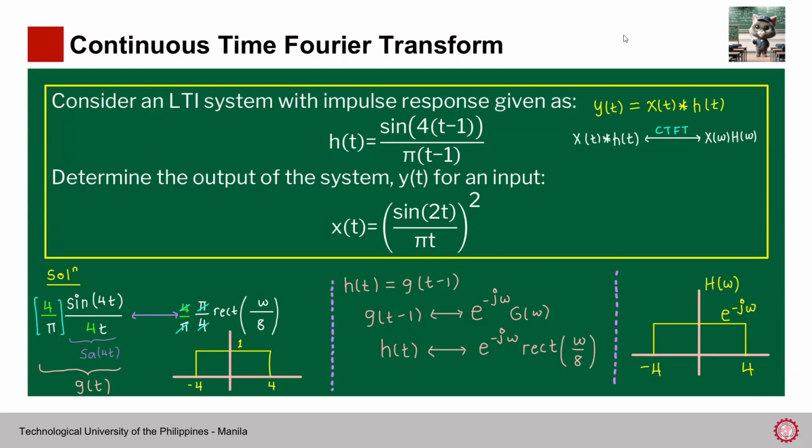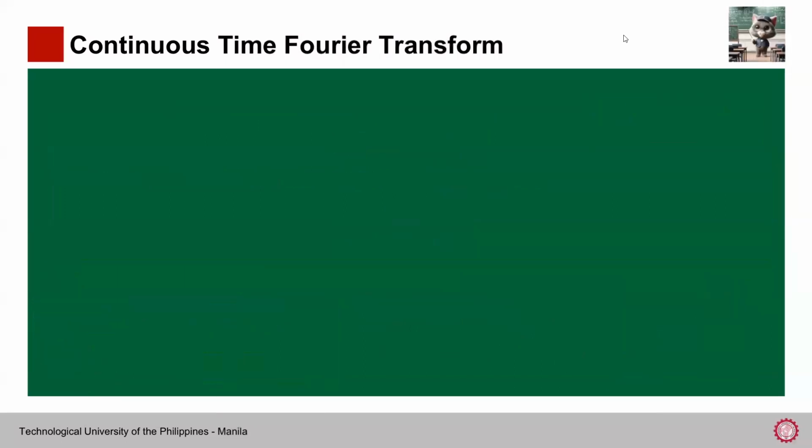Naintindihan yung ginawa, naintindihan yung process. First, we solve for the CTFT of g of t muna, yung hindi pa time shifted. And then, we found out the value of that. And then, gumamit tayo ng time shift property to be able to get the CTFT of h of t, which is yan yung H of omega natin. Okay, guys? Alright.